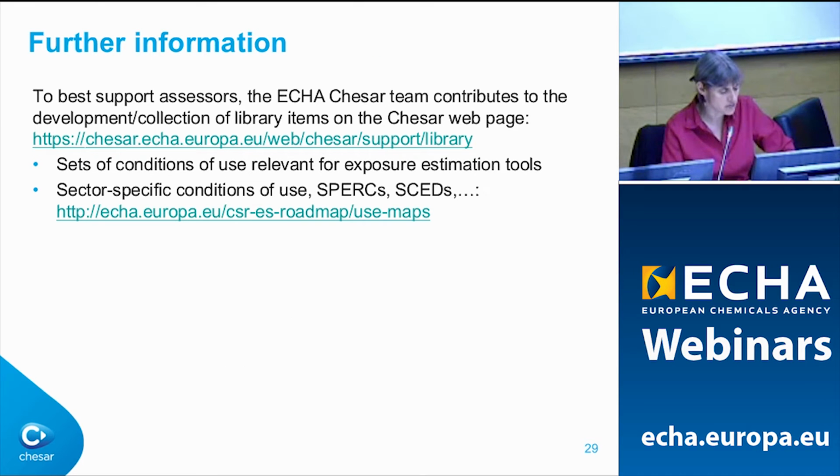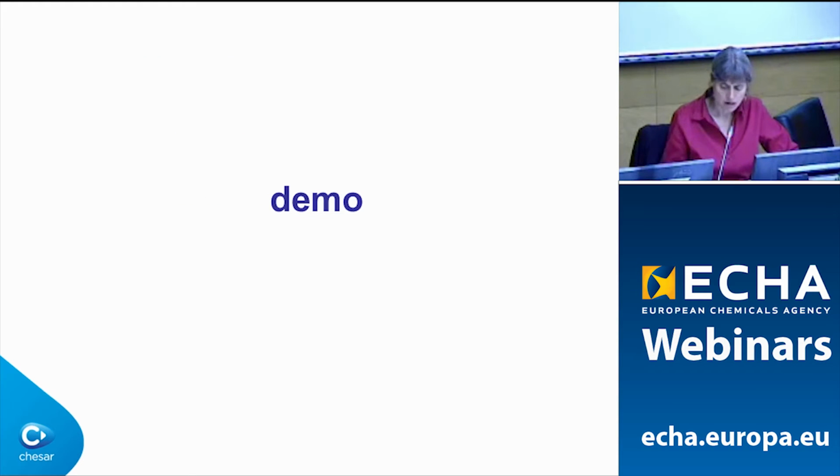So, further information. To best support the assessor, we would like to contribute to the development of the collection and the development of the library items to support the assessors, and we will put those elements on the Chesar webpage. These may be sets of conditions of use relevant for the exposure estimation tools, and this may be sector-specific conditions of use, which will also be available on the ECHA webpage on use maps. I will now go for a short demo.